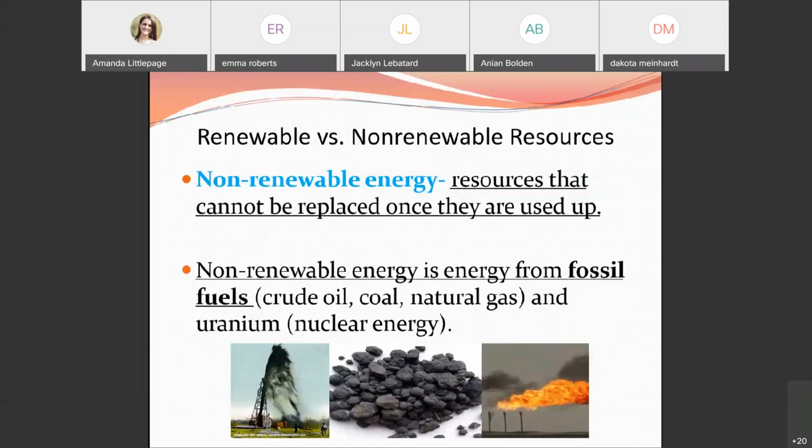But if you look at it in terms of a human lifespan, it is considered non-renewable. So it's not being replaced as quickly as we're using it. So the more crude oil, coal, and natural gas we pump out, eventually it's going to run out. Eventually there won't be any left. And that's why we consider these sources to be non-renewable. Once they're gone, they're gone.